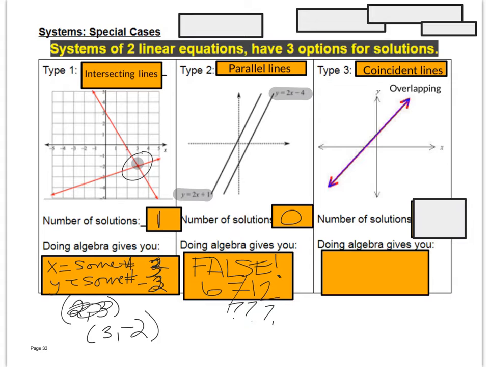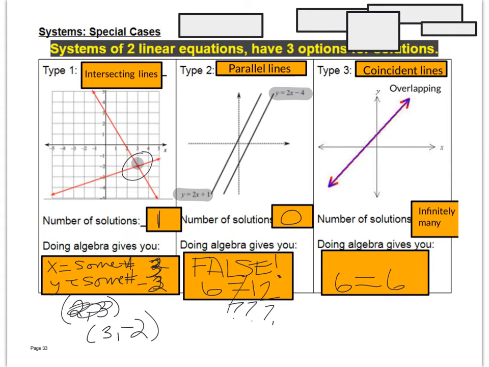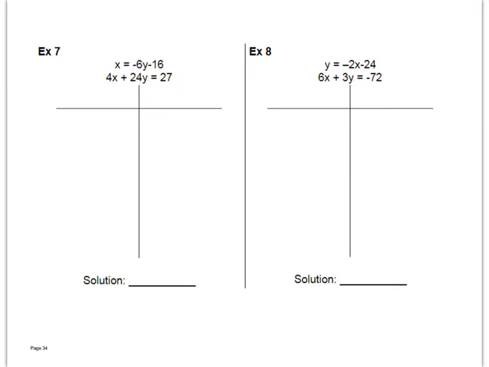The number of solutions in this case, though, is that they always intersect. They intersect in every single point on the line, and there's an infinite number of points on the line. So there's infinitely many solutions. Infinite. You cannot name them. There's so many. So doing algebra will give you something really cool. You'll get something like 6 equals 6. Well, that's always true. Or 2 equals 2. You get something that is always, always, always true. I'll show you what that means in a moment here.